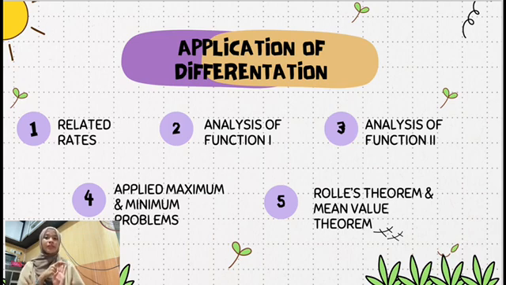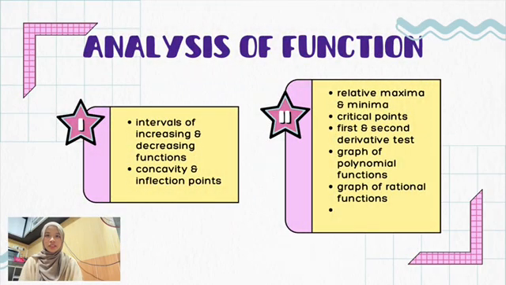Application of differentiation has 5 topics: related rates, analysis of function 1, analysis of function 2, applied maximum and minimum problems, and also Rolle's theorem and mean value theorem. Analysis of function 1 has intervals of increasing and decreasing functions, and also concavity and inflection points. Analysis of function 2 has relative maximum and minimum, critical points, first and second derivative test, graph of polynomial functions, and also graph of rational functions.